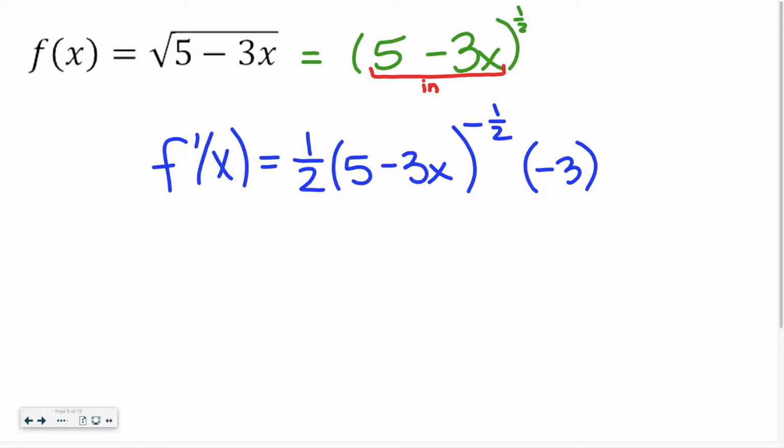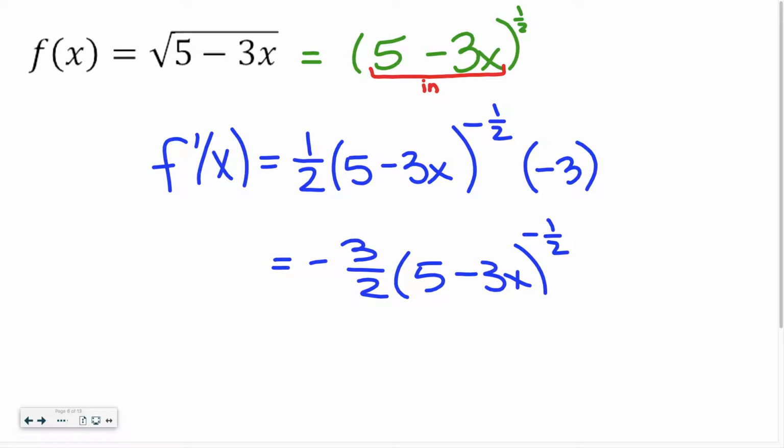I'm totally happy with you leaving it like this. I'm also happy with -3/2 times 5 minus 3x to the -1/2. Either one is fine. They're both appropriate. Questions on that example?